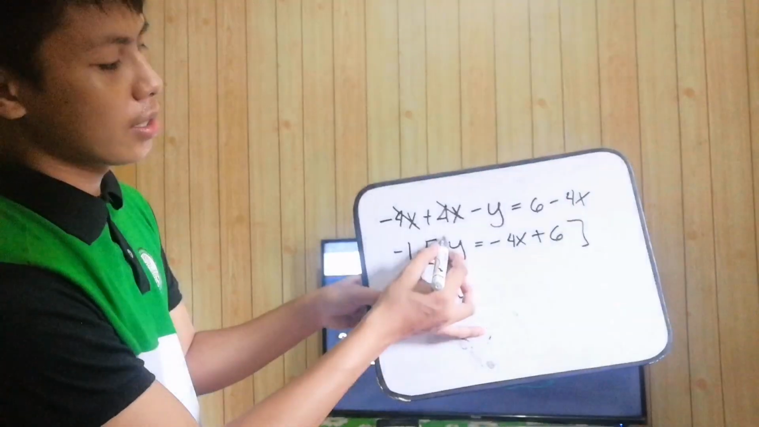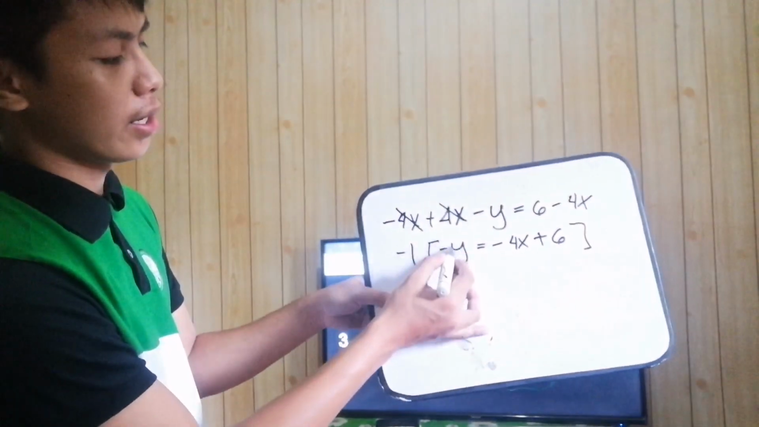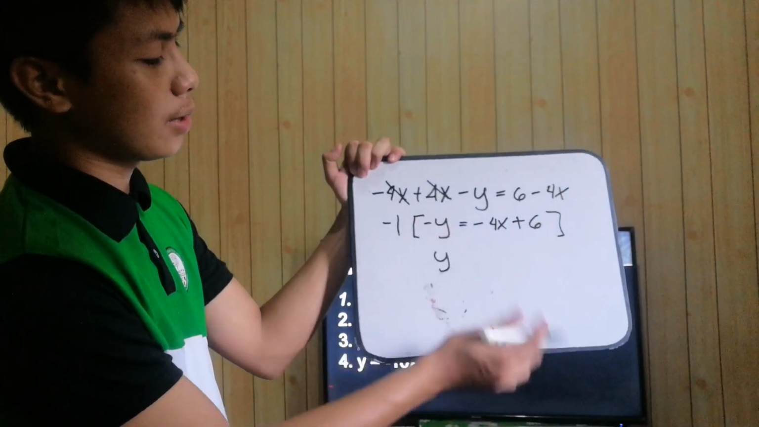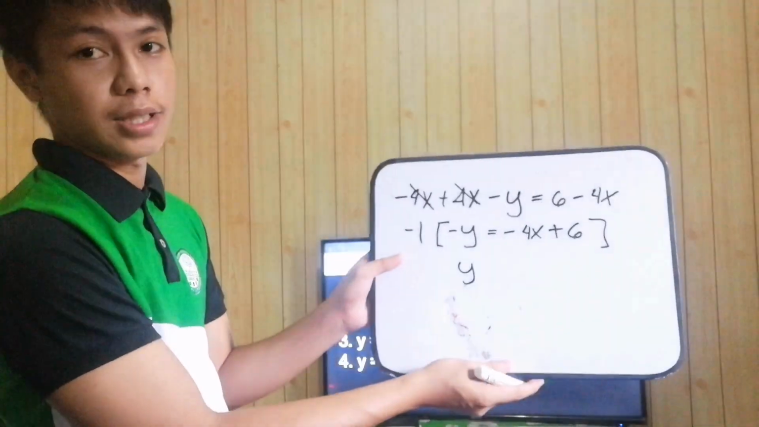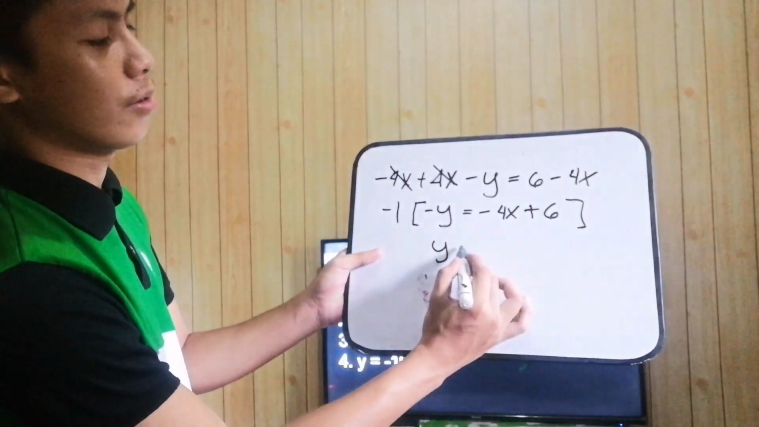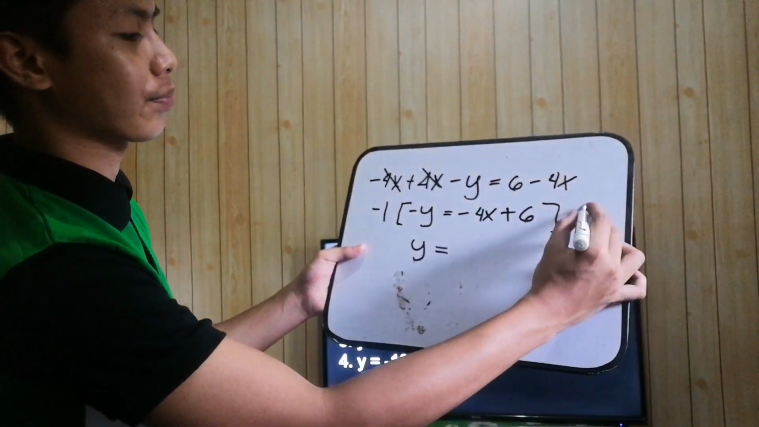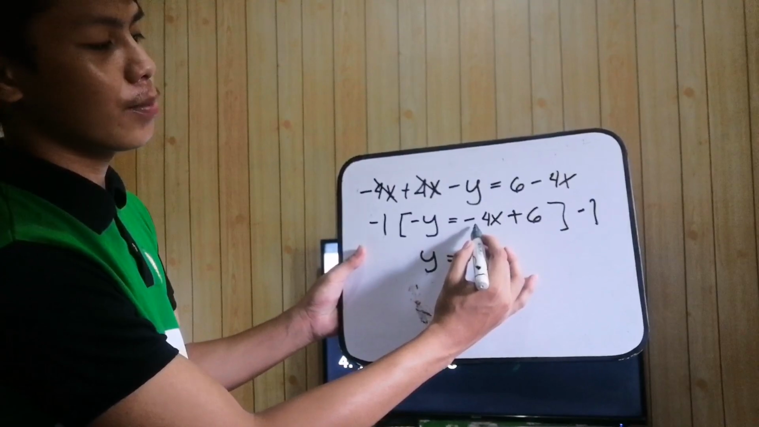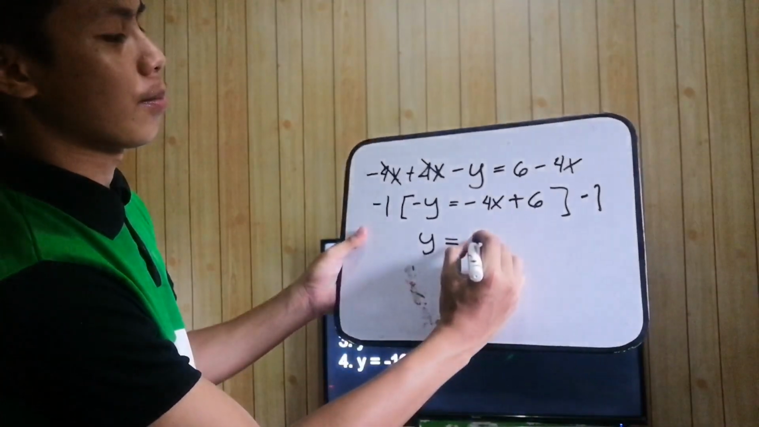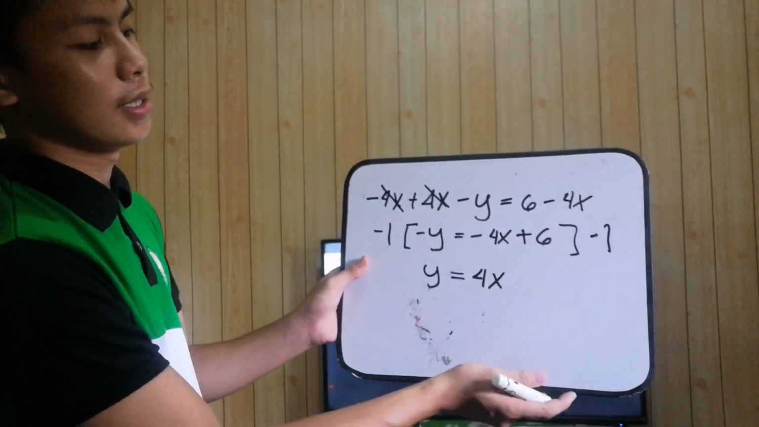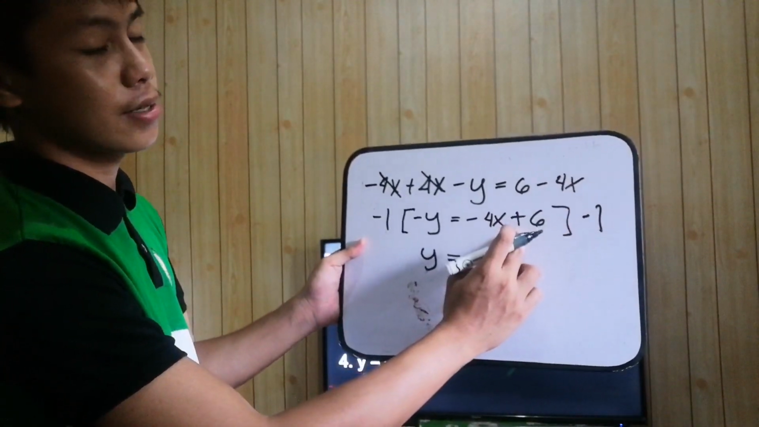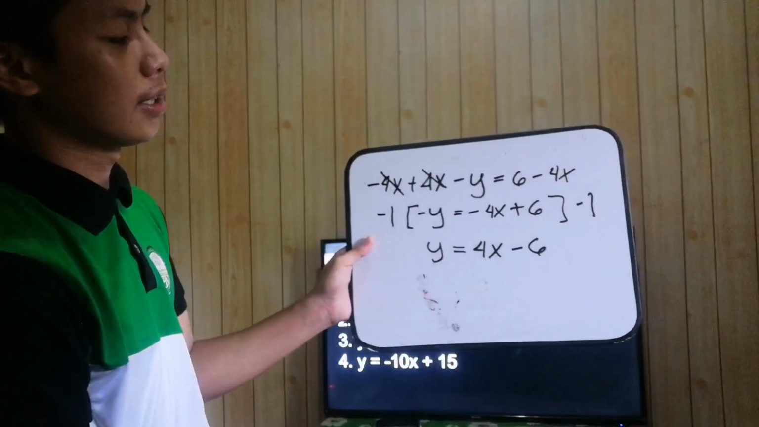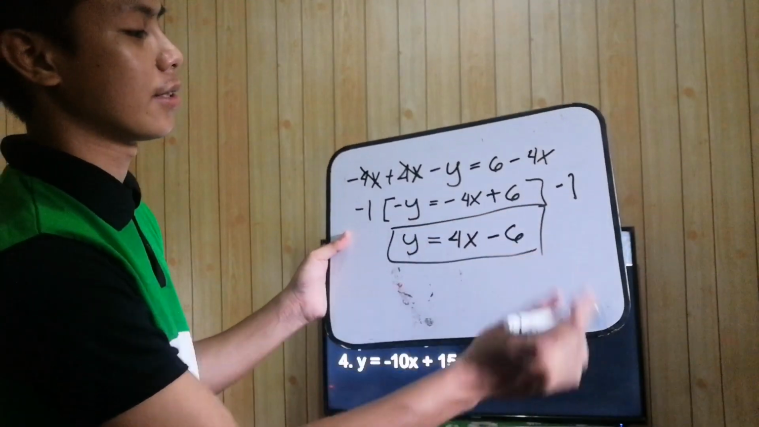Okay, kasi dito may imaginary number dyan na 1. 1 yung constant niya. So, negative 1 times negative 1 magiging positive. So, in short, y na lang ang matitira. So, naging positive si y. Now, equals, dito naman pala. So, negative 1 times negative 4x is magiging positive 4x. Negative 1 times 6, positive 6, is magiging negative na si 6. So, ito na ngayon yung final answer.